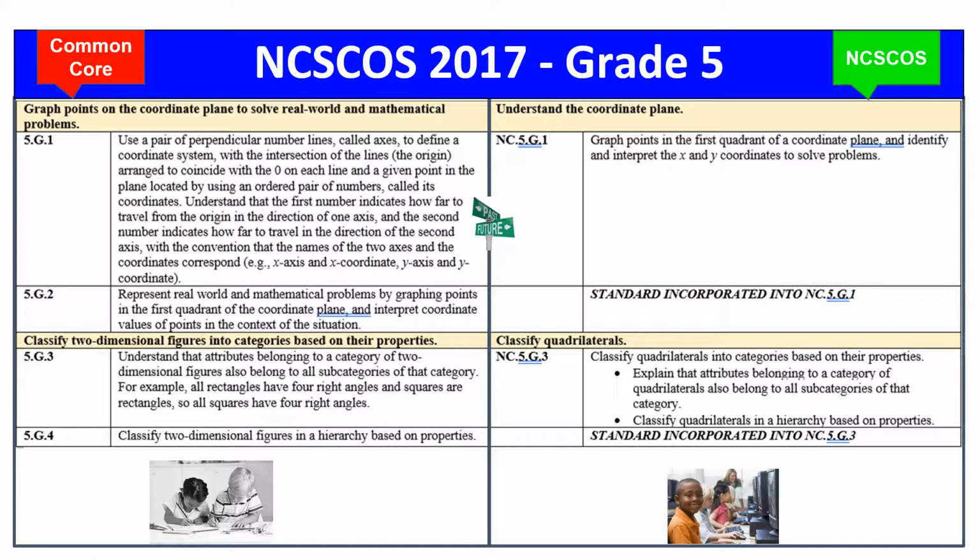The major change in 5th grade geometry standards is the combination of 5.G.1 and 5.G.2 and the combination of 5.G.3 and 5.G.4. You may have also noticed that NC.5.G.3 focuses on quadrilaterals, where previously the standards mentioned all two-dimensional figures. Assessment items in the standard will most likely focus on quadrilaterals only, but other two-dimensional shapes have been explored in previous grade levels, so keep in mind that it would be considered fair if another two-dimensional shape was included in an assessment item.